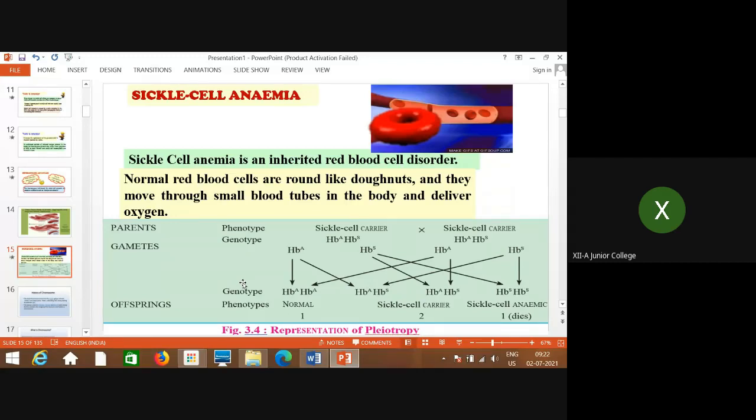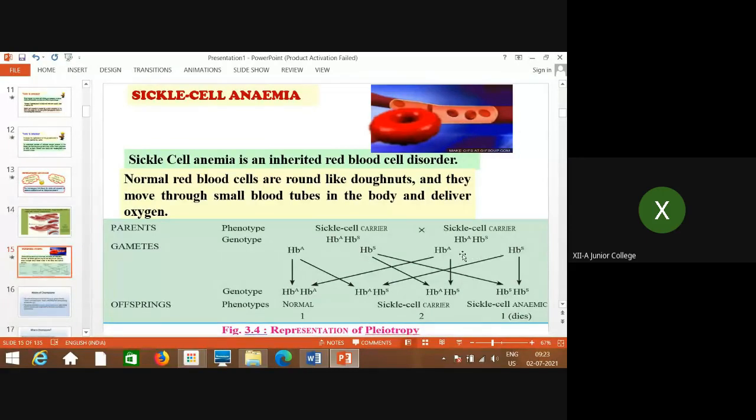Now, how this phenomenon is observed in case of parents, how it takes place, is given in your textbook. Just see figure 3.4. What are the phenotypes in case of parents? When both the parents are carriers, then what happens? The genotype of the carrier person, that is the heterozygous condition, is HBA HBS for both the parents. Then these carriers produce two types of gametes: one with HBA, normal, and the other HBS, that is the sickle shape.